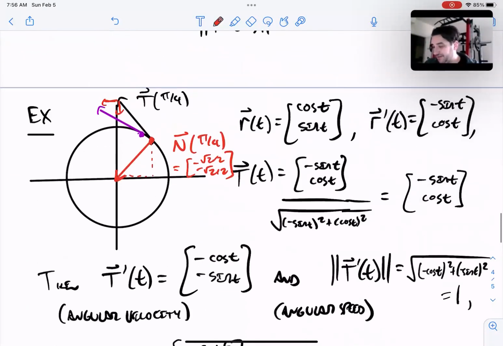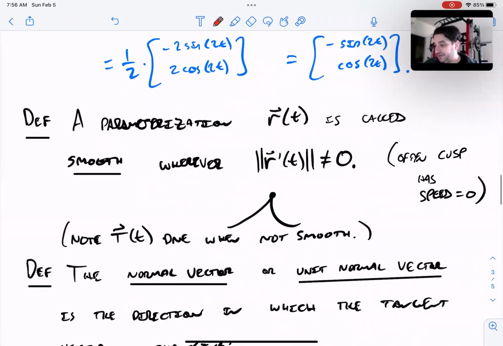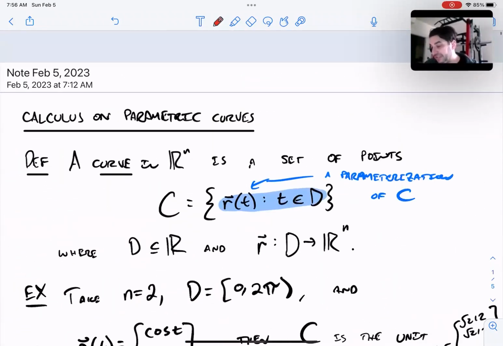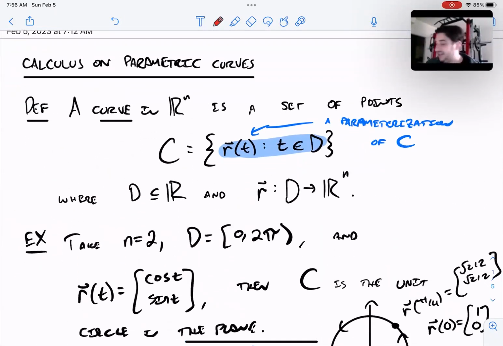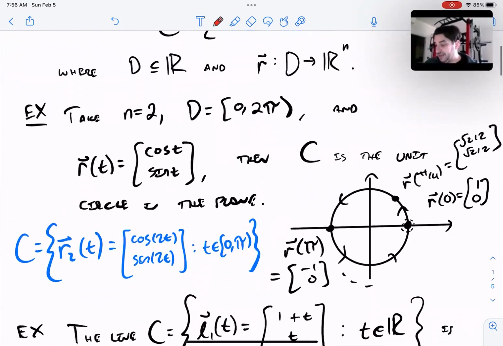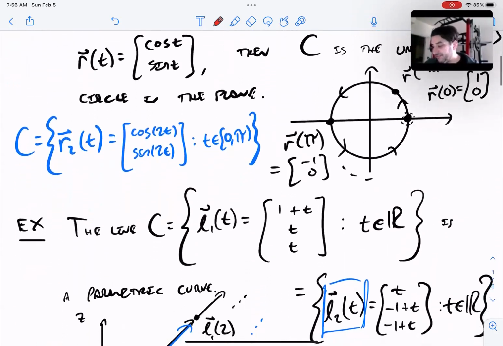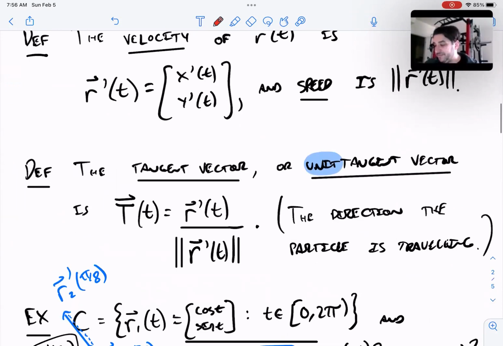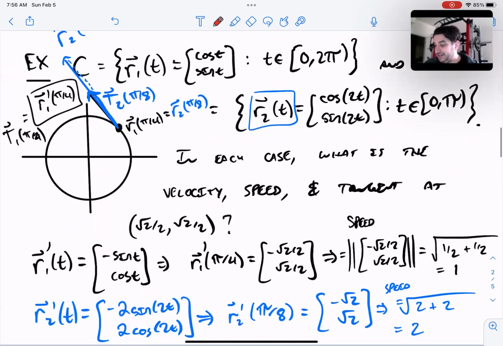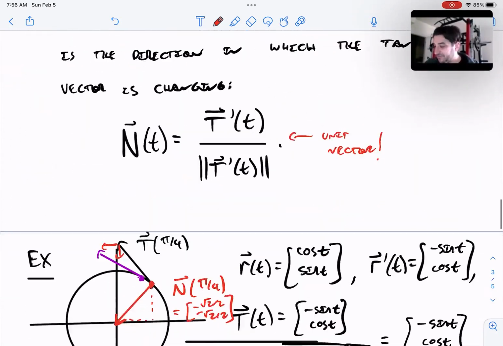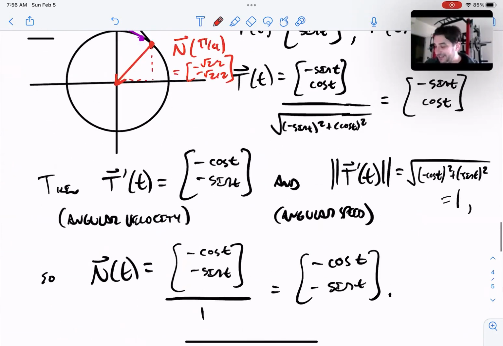So there are our definitions, some basic examples, circles and lines, curves in 2 and 3 dimensions, the definition of velocity, tangent, normal. So yeah, these are some key vector valued function terms that we'll use as we go along. A lot more to come.